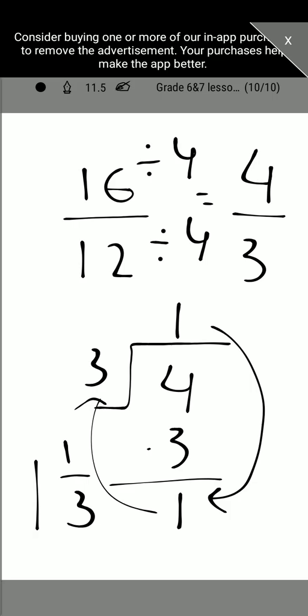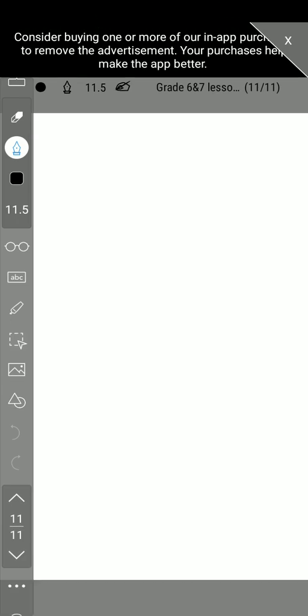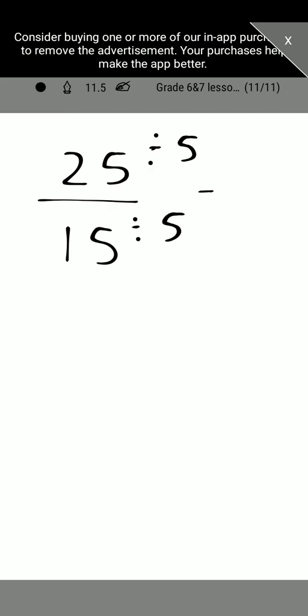Alright, I am showing you one more example here. If you have 25 upon 15, now 25 and 15 both can be divided by 5. So we will divide both the numbers by 5. First we will reduce it. After reducing we get 5 times 5 is 25 and 5 times 3 is 15.